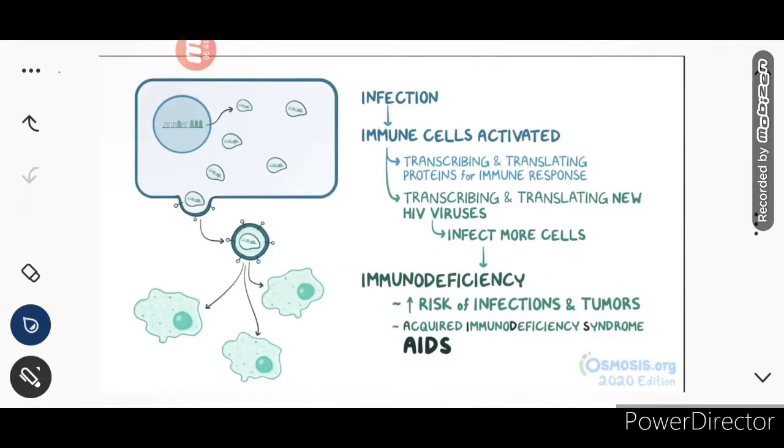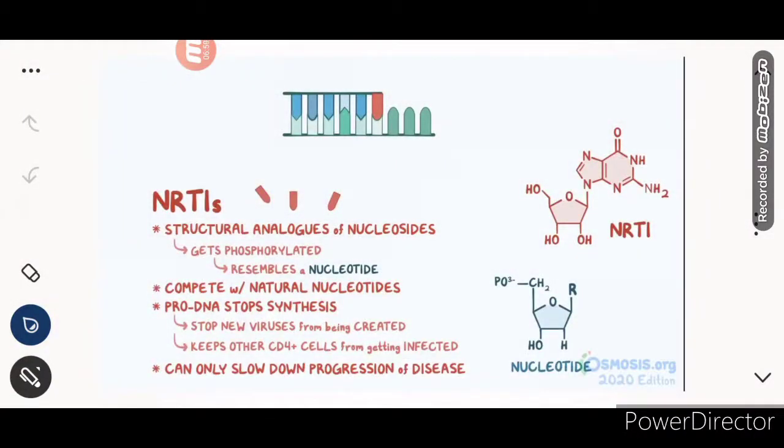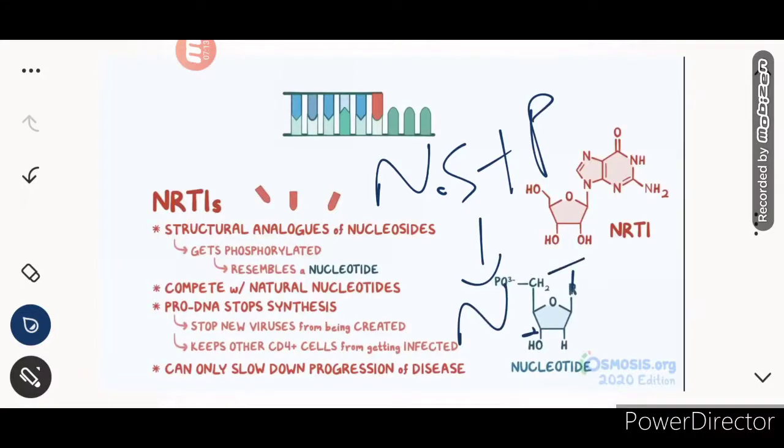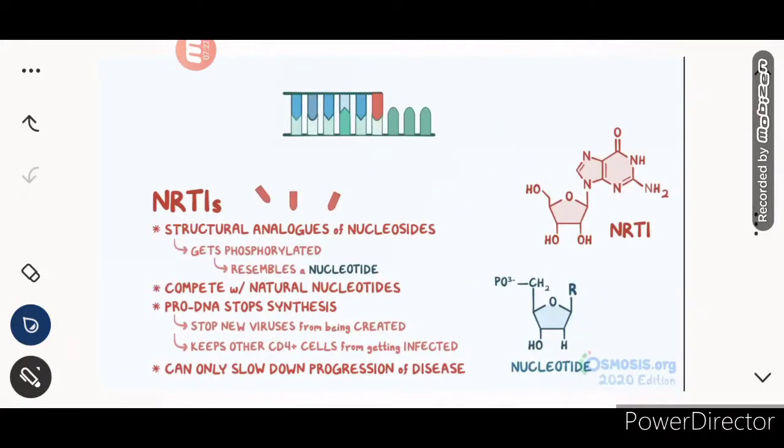Leading to immunodeficiency, it increases the risk of infections and tumors, and this syndrome is known as acquired immunodeficiency syndrome, or AIDS. Now, NRTIs, nucleoside reverse transcriptase inhibitors, are structural analogs of nucleosides. Once they get phosphorylated, nucleosides plus phosphorylation give rise to nucleotides. So the NRTI, with phosphorylation, becomes a nucleotide, and once this occurs, it competes with natural nucleotides, and proviral DNA synthesis stops.